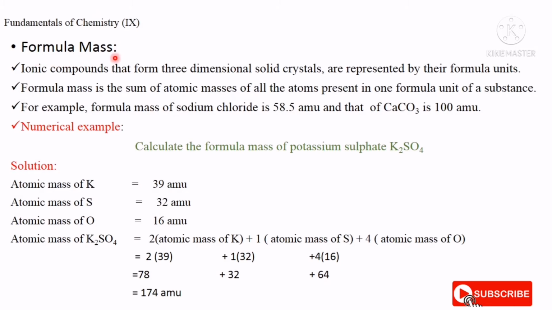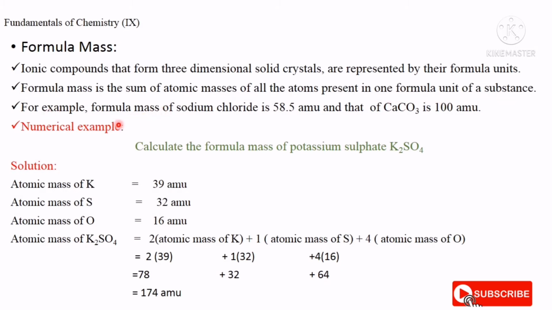As we have learned, the ionic compounds form 3-dimensional solid crystals surrounded by oppositely charged ions and are always represented by formula units. Formula mass is again the same as molecular mass, but formula mass is the sum of atomic mass of all the atoms present in one formula unit of a substance.